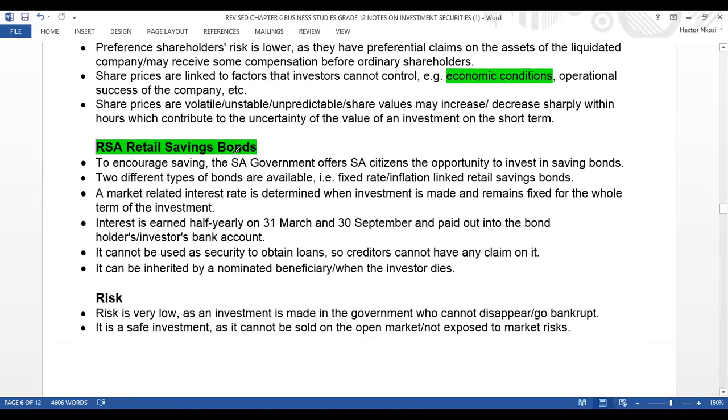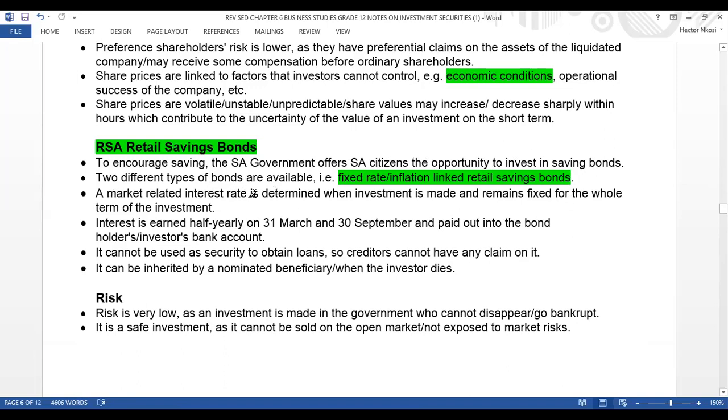Your RSA retail savings bonds, right? So when we're looking at this one, why people join the retail savings bond is to encourage saving. The South African government offers South African citizens the opportunity to invest in savings bonds. Two different types of bonds are available. You've got your fixed or inflation-linked retail bonds. So you can have either a fixed rate or an inflation-linked retail savings bond.